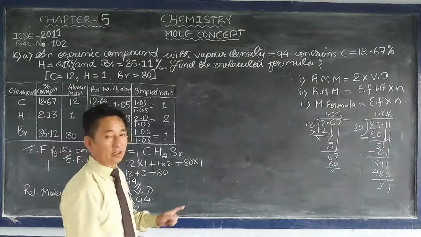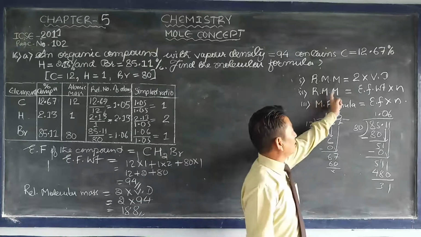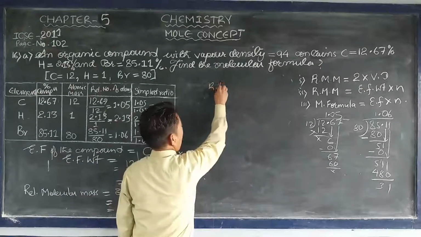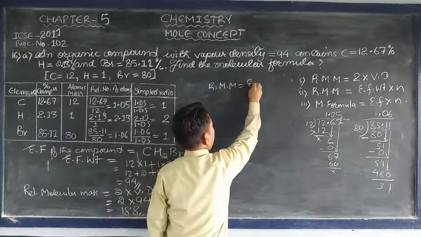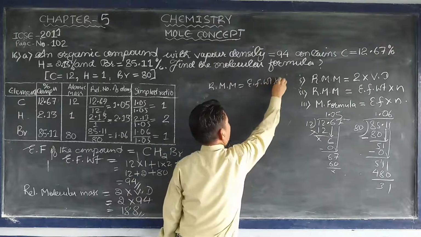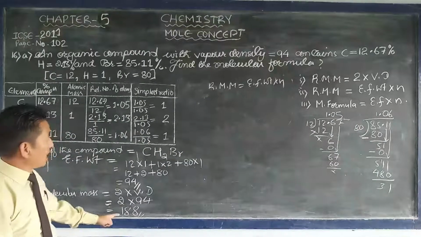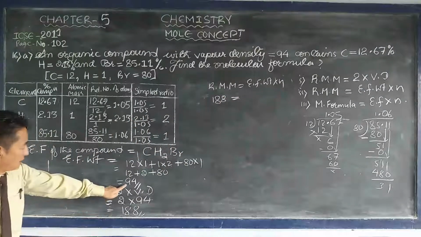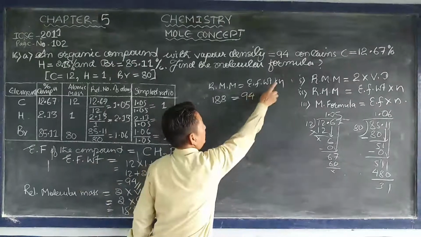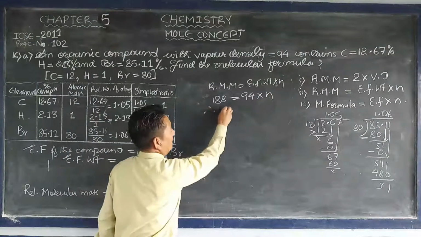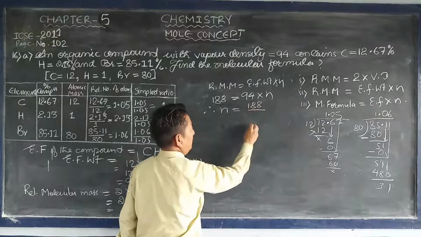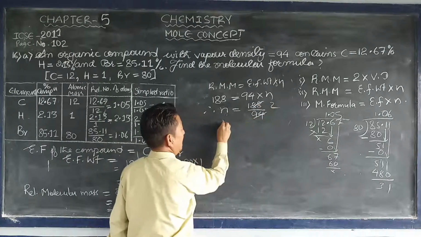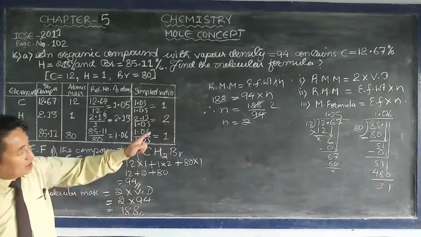Now next step we will find the value of N, using this relation. Relative molecular mass equals to empirical formula weight into N. Here relative molecular mass is 188, which equals empirical formula weight 94 into N. Therefore N equals 188 divided by 94. 2 times. 2 4s are 8, 2 9s are 18. N equals 2.